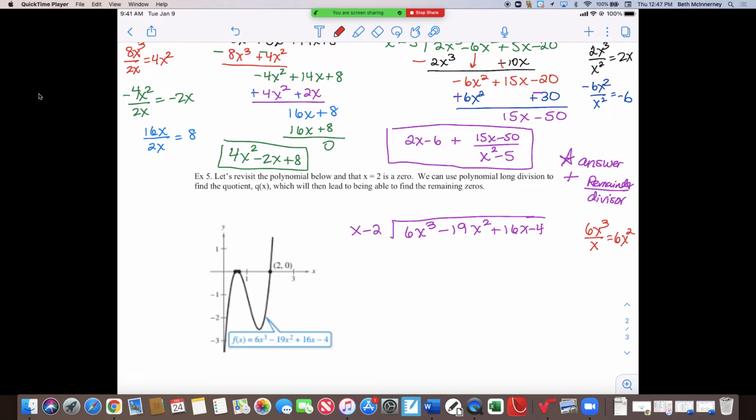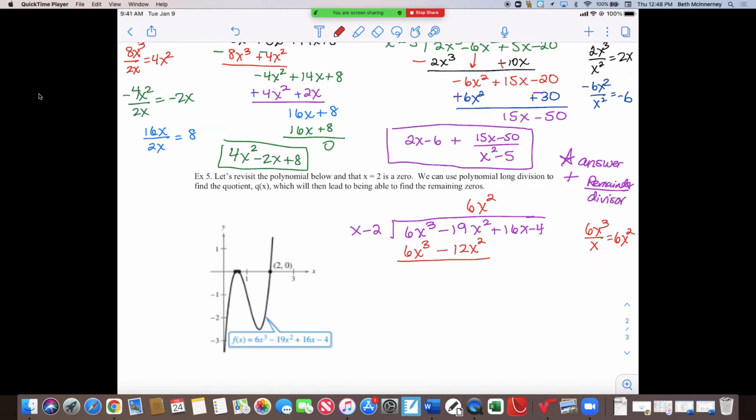If you're struggling to get started, you take your first term. So you take 6x cubed divided by x, which is 6x squared. Then you distribute. That's 6x cubed minus 12x squared.